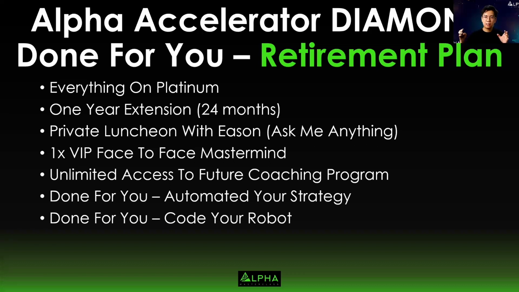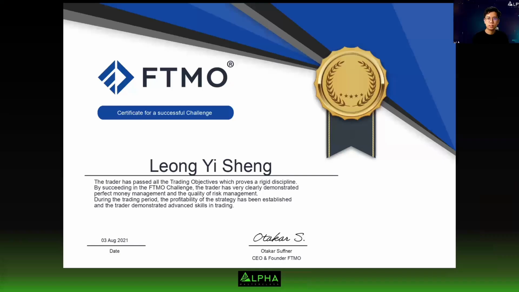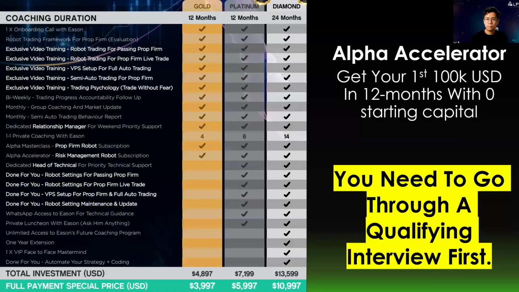We craft it and then help you use this to reach a financial, or we call it retirement plan. So the total value is 72,000, but you just invest $10,997. So this is the summary of all the things that you can see over here. And as you can see, right, the planning really takes a lot of my time and my resources.